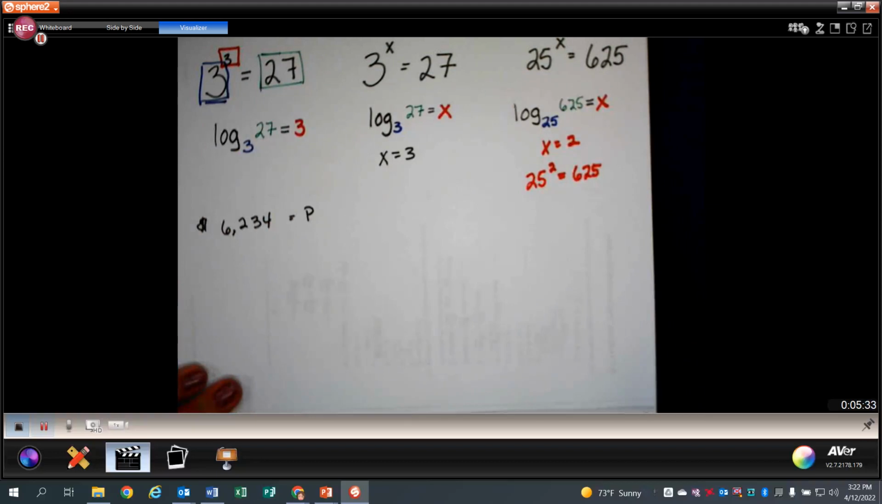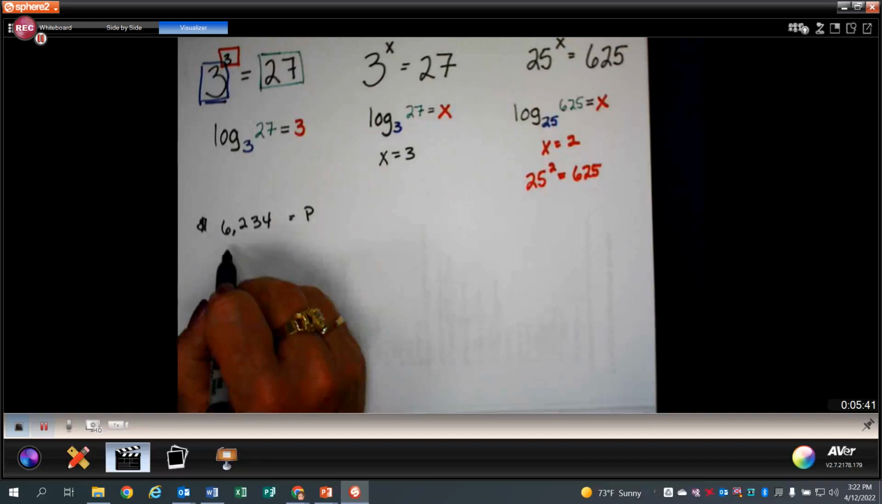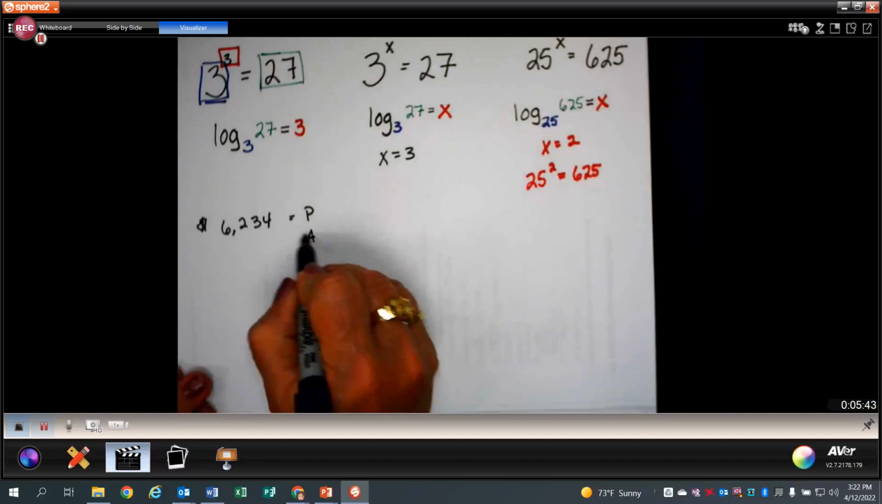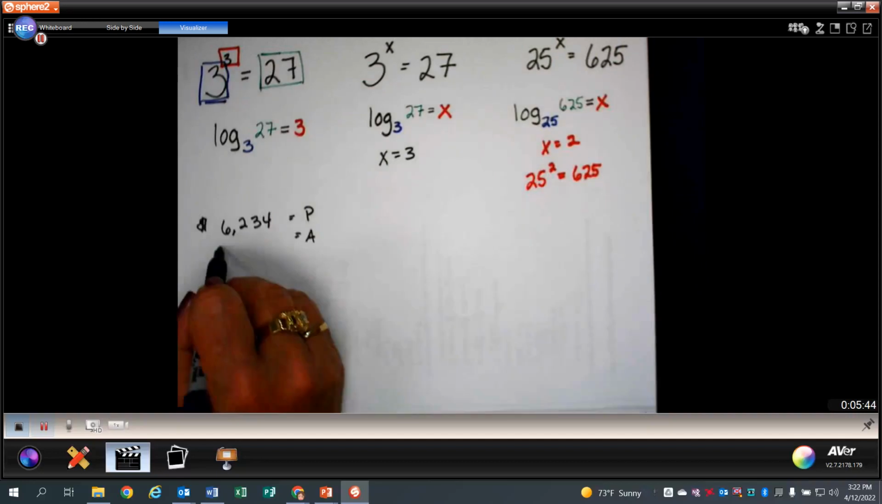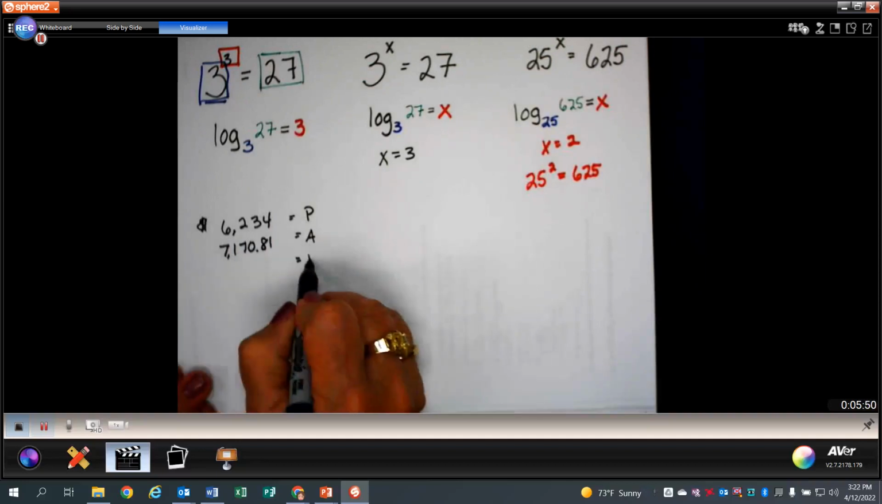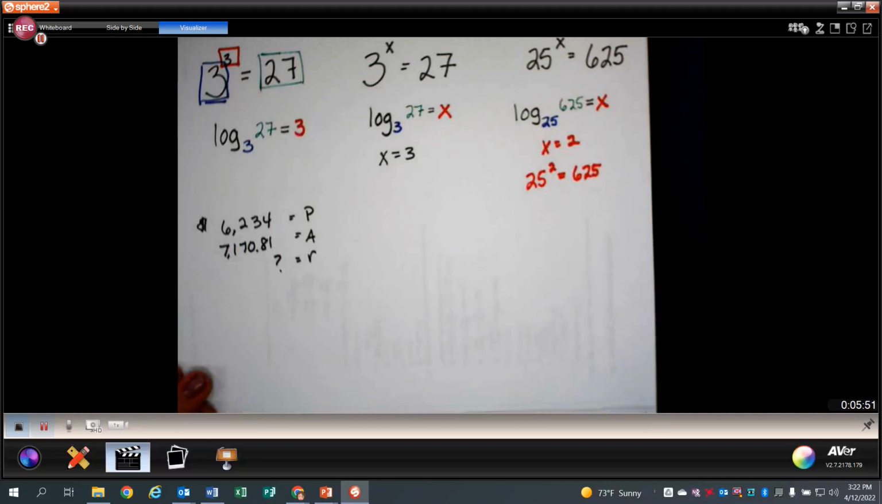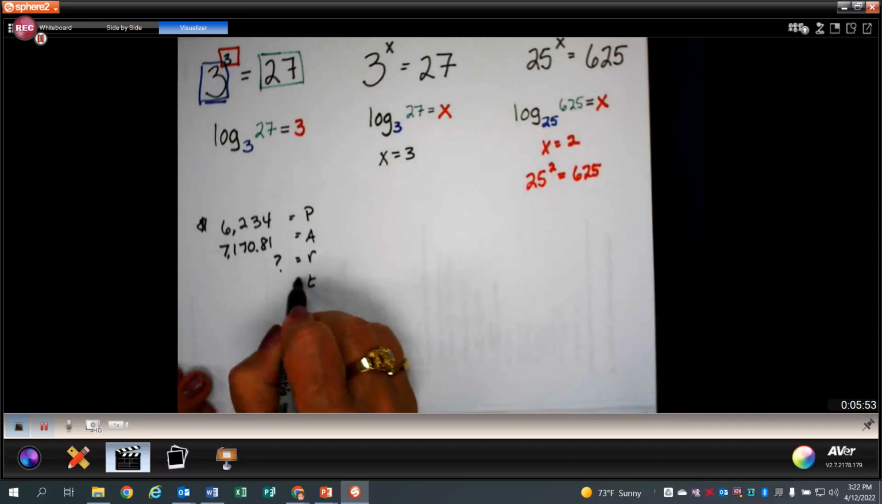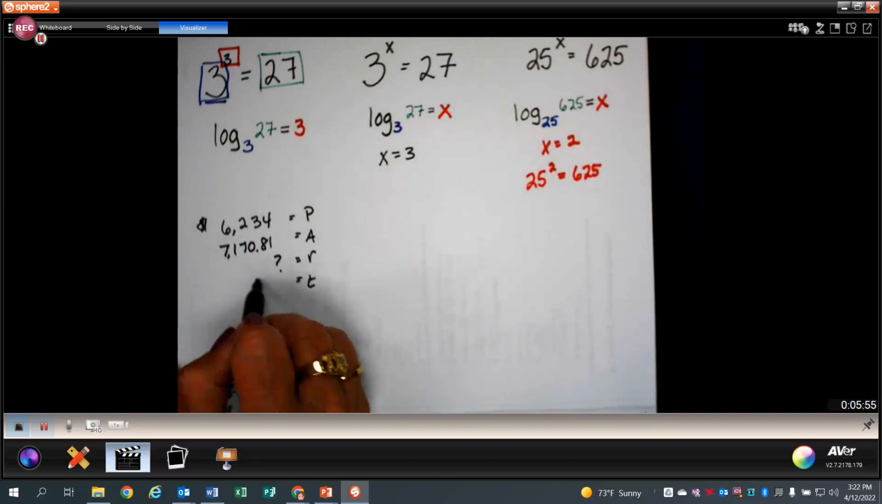After 7 years, the balance reaches $7,170.81. What is the interest rate for this account? So we know that the final amount is equal to 7,170.81. We do not know the R. That is what we're going to have to solve for. And we know that T is equal to 7 years.